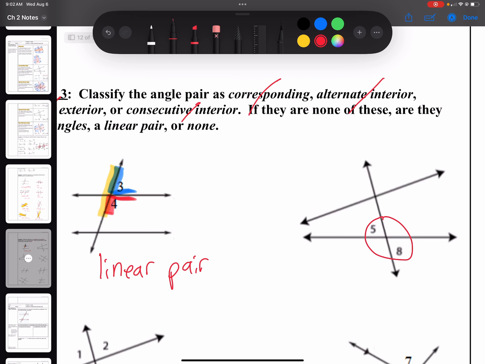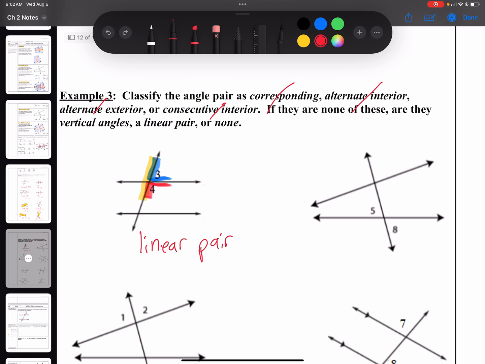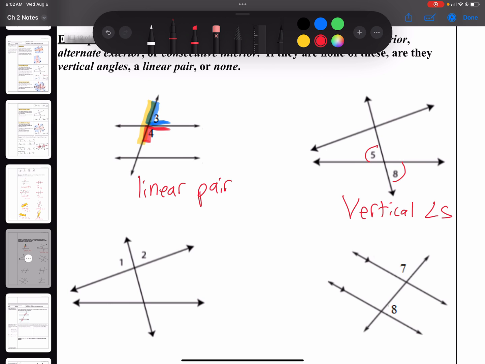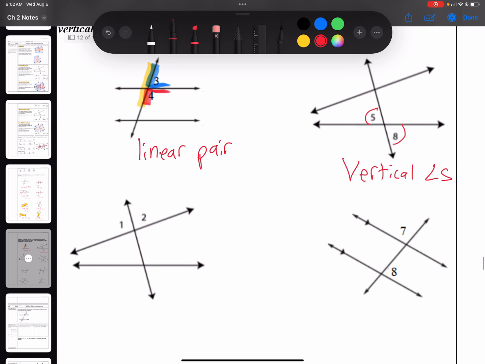5 and 8 are at the same intersection, so they're not any of the new angles we were discussing in this section. Maybe they're vertical angles. What about 1 and 2? Again, none of the new angles because they're located at one intersection, and they're next to each other, forming a straight line. That is a linear pair again. Now, 7 and 8 are not a linear pair. They're not vertical angles because they're located at different intersections.